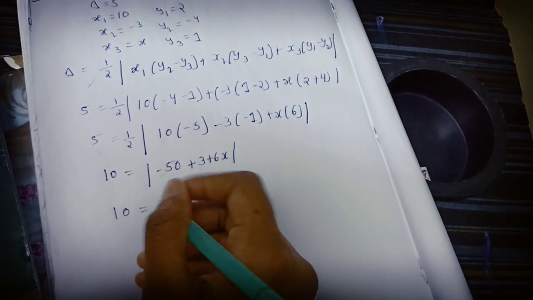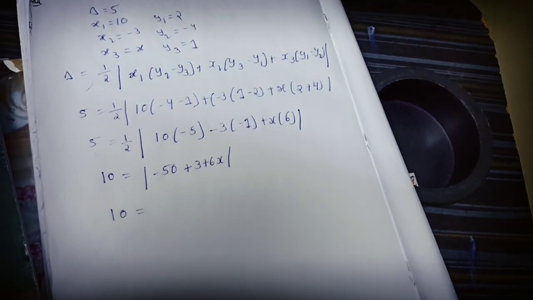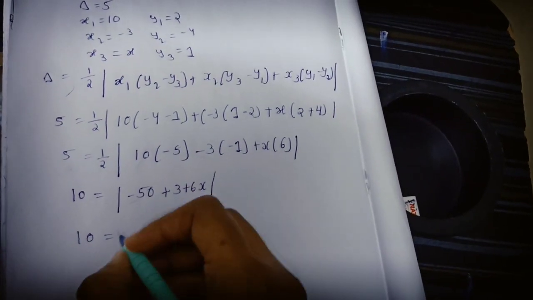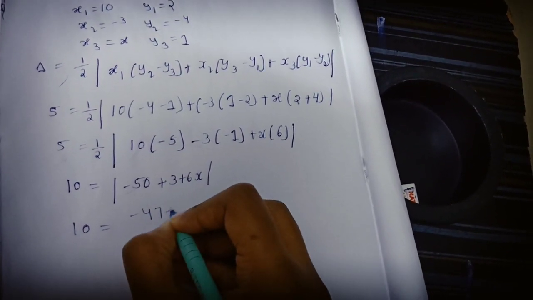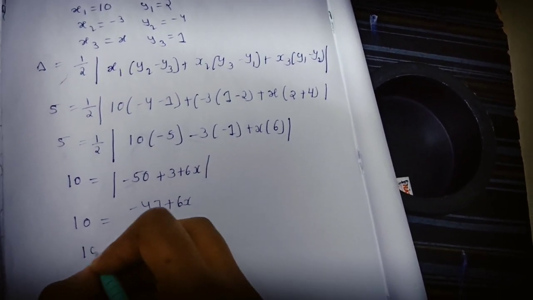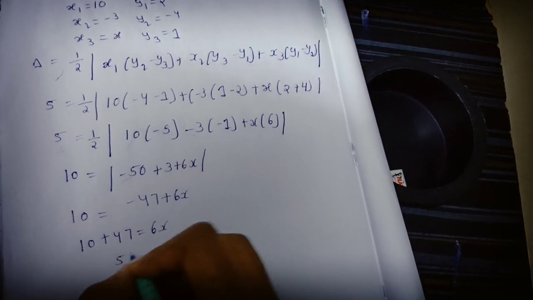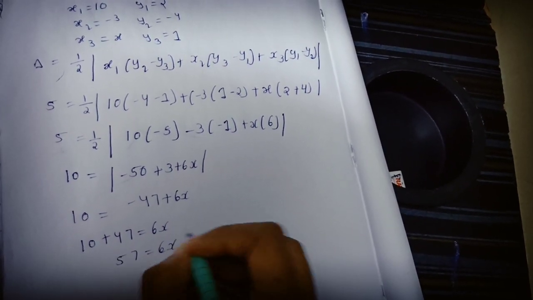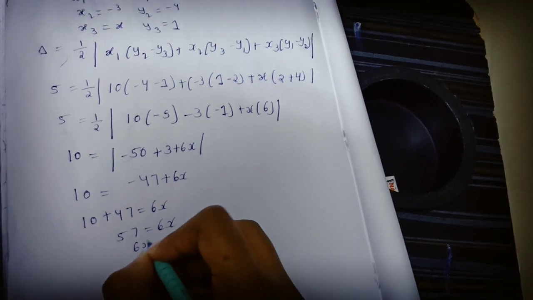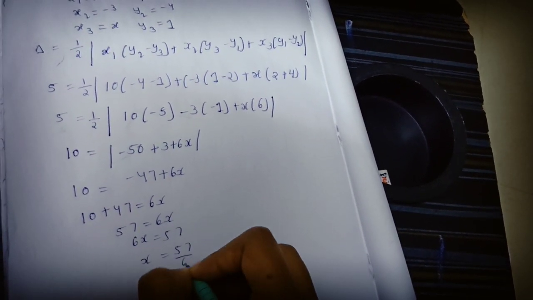10 equals minus 50 plus 3, that is minus 47 plus 6x. 10 plus 47 equals 6x. 57 equals 6x, so 6x equals 57. x equals 57 by 6.